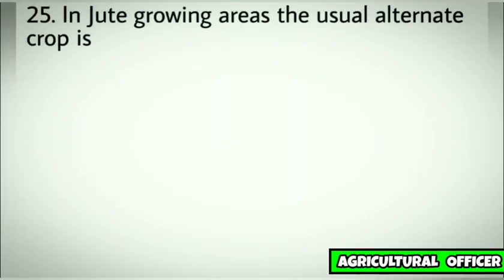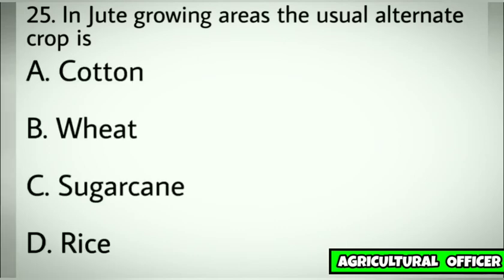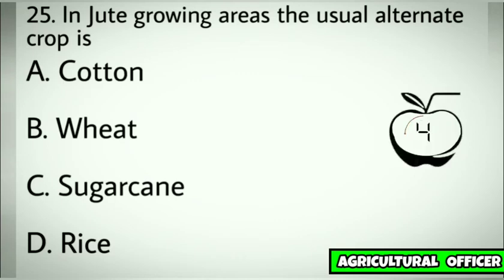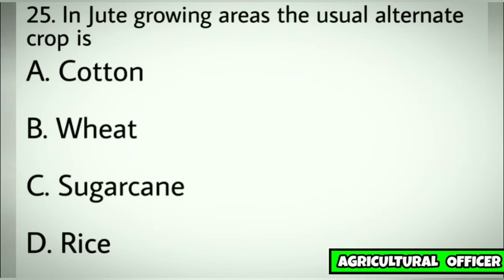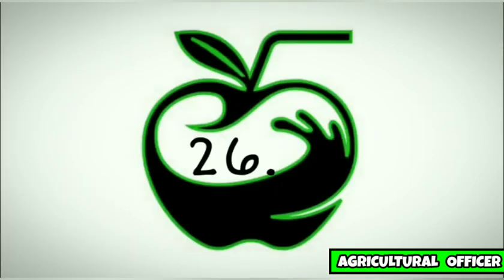In jute growing areas, the usual alternate crop is options A. Cotton, B. Wheat, C. Sugarcane, D. Rice. Correct answer D. Rice. Question number 26.